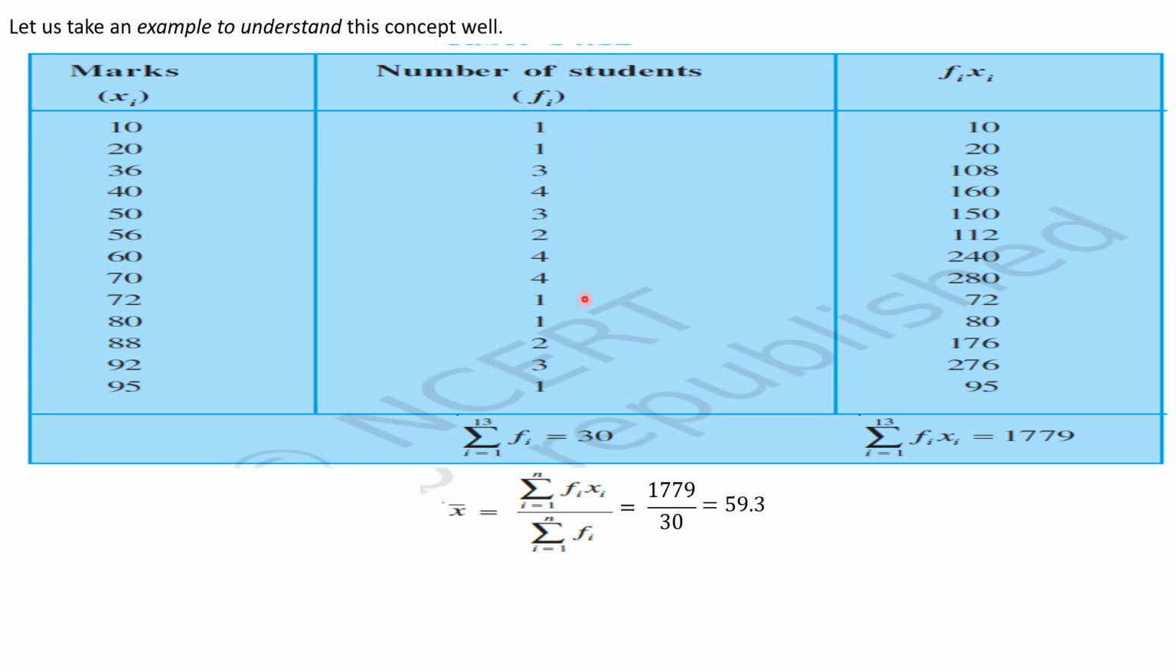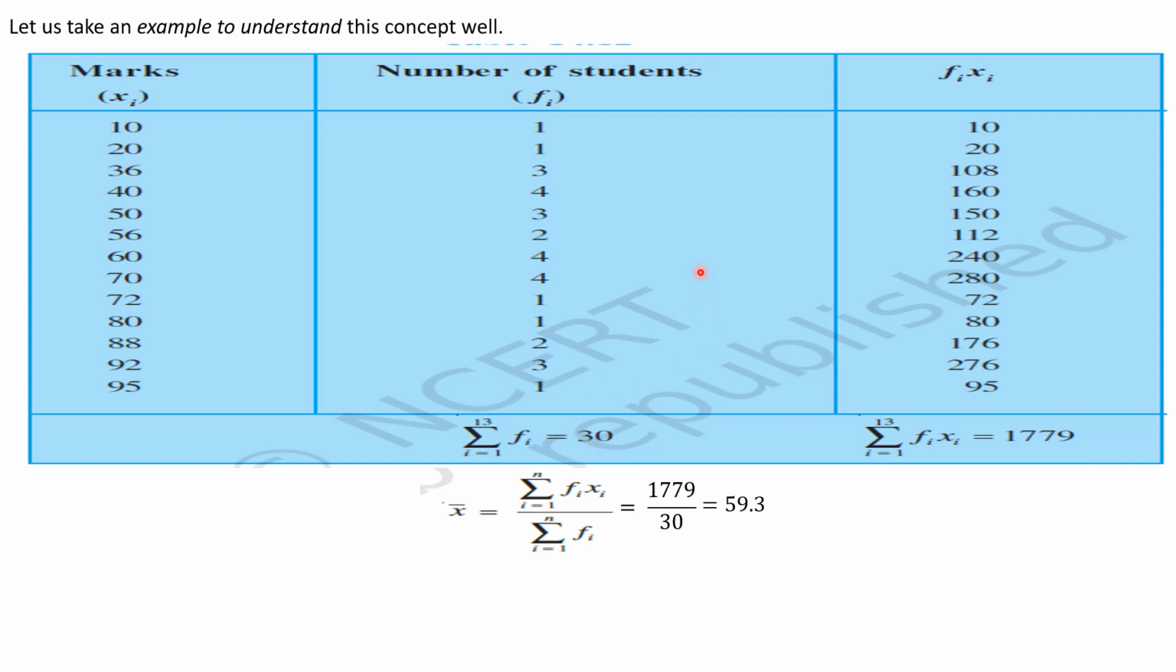After finding this column, these are the fi's, frequencies. Let us find the sum of the frequencies. That is denoted by sigma i equal to 1 to, how many? See there, how many frequencies? 1, 2, 3, 4, 5, 6, 7, 8, 9, 10, 11, 12, 13. So total 13 frequencies are there. We are finding the sum of all these 13 frequencies. That is why we write here sigma i equal to 1 to 13 fi is equal to, the sum of all these numbers, 30. Understood this point, my children?